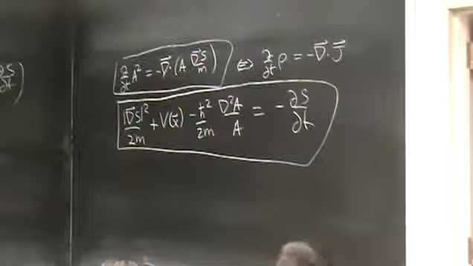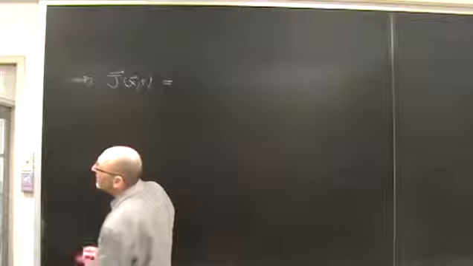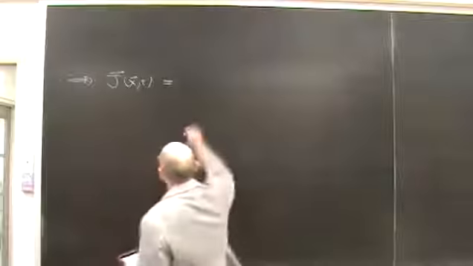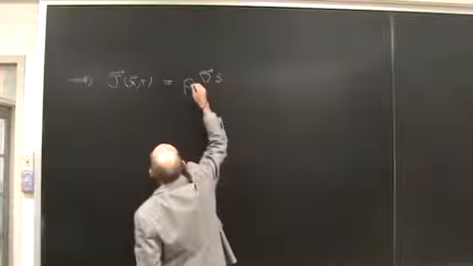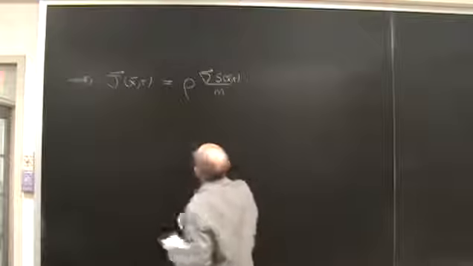But what is J then? What is the probability current when expressed in the atomic form? Sorry, there's an A in here. Yep, that's right. So look at it. It's equal to rho times this: the gradient of the phase divided by the mass.